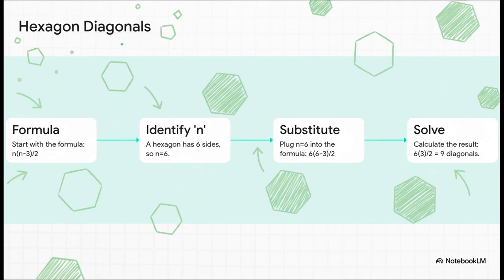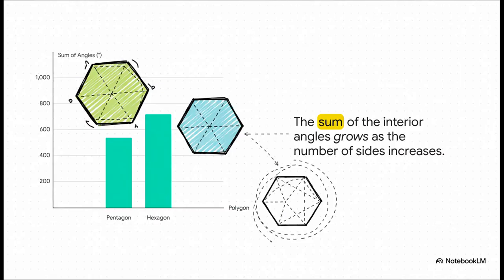See? No drawing required. And it's not just diagonals. The sum of all the angles inside a polygon also follows a really neat pattern. For a pentagon, all its angles add up to 540 degrees. But if you add just one more side to make it a hexagon, that sum jumps up to 720 degrees. It's a simple rule. The more sides you add, the bigger the sum of the angles gets.